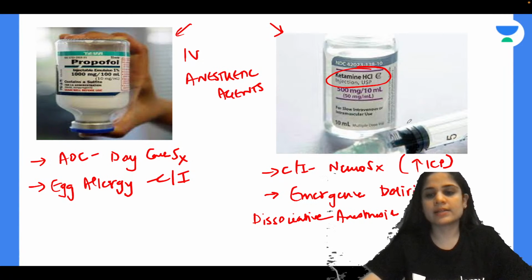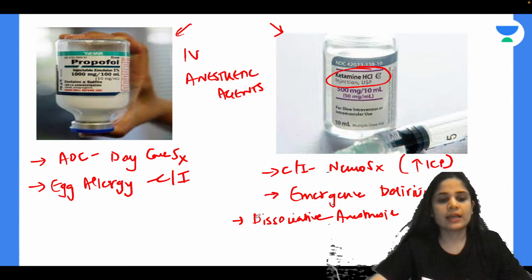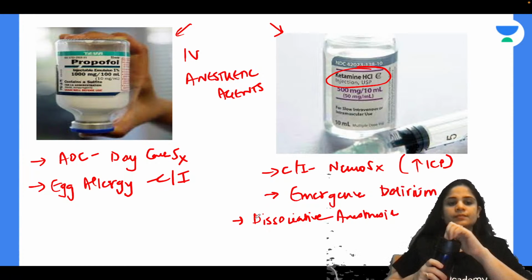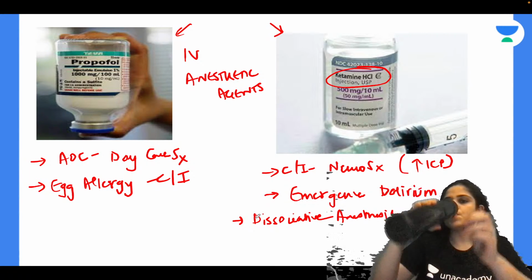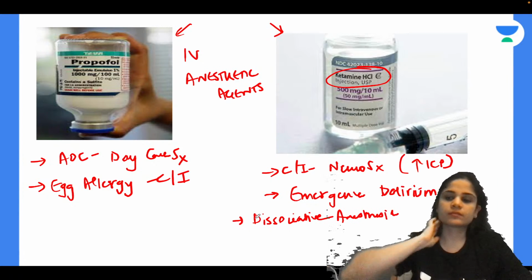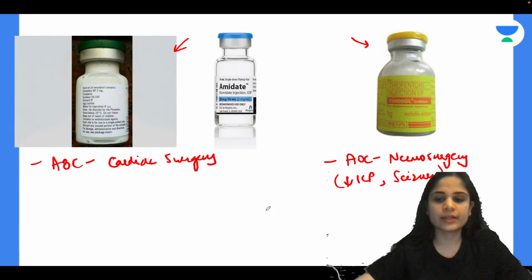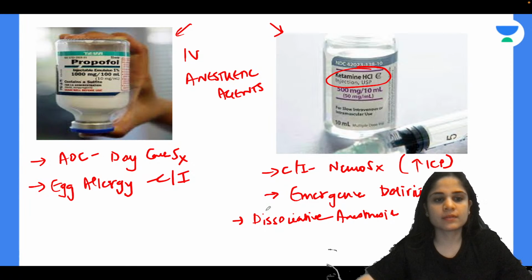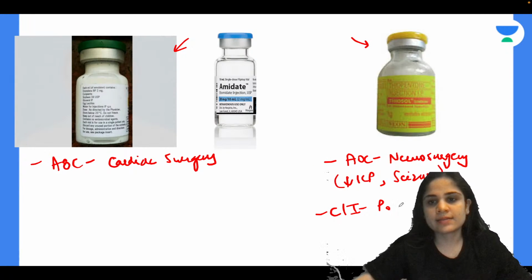Alright, okay. Now can you guys tell me which agent is contraindicated in porphyrias? In acute intermittent porphyrias, which agent is contraindicated? Again, I am giving you these 4 agents only. All the questions come from these IV anesthetic agents and inhaled anesthetic agents only. Yes. So, contraindicated in porphyrias is Thiopentone.